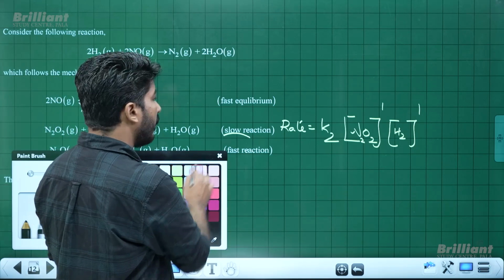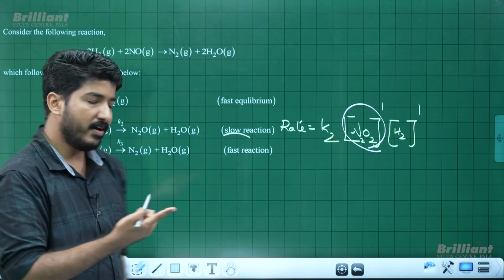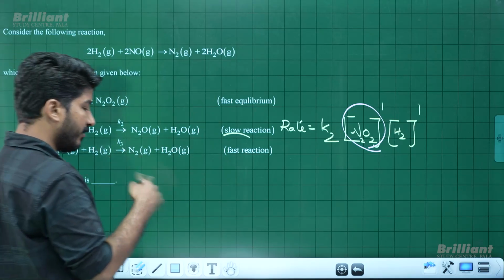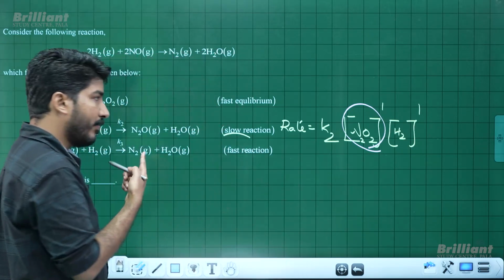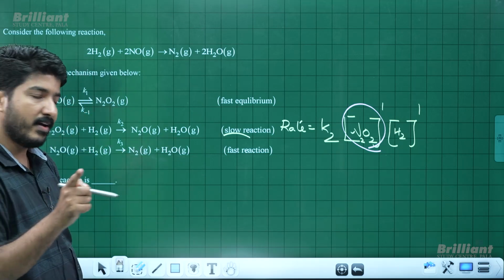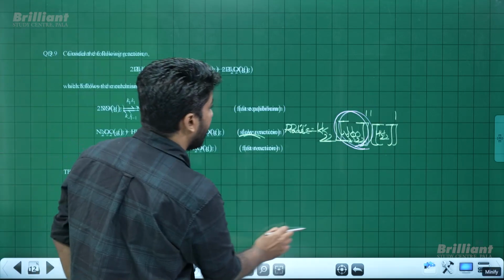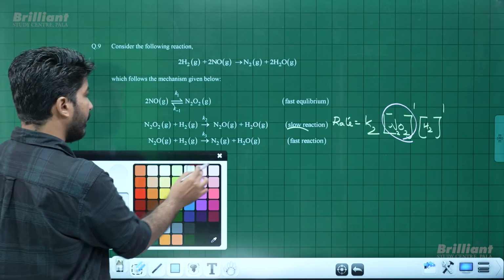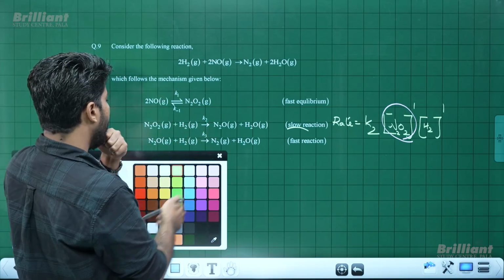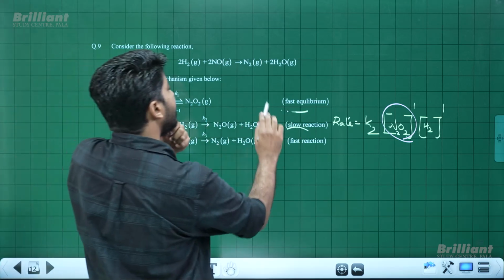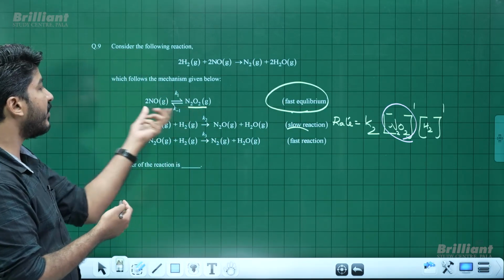Now we need to get rid of N2O2, which is not an original reactant. That is just an intermediate. So we need to get rid of the intermediate from this expression, then we will get the correct overall order of the reaction in terms of original reactants. How can we get rid of N2O2? If we look into the nearby steps, we will find that the first step was a fast equilibrium, which is producing N2O2.